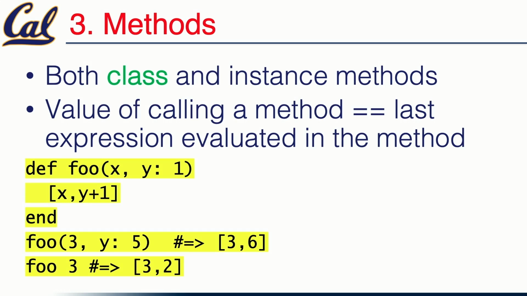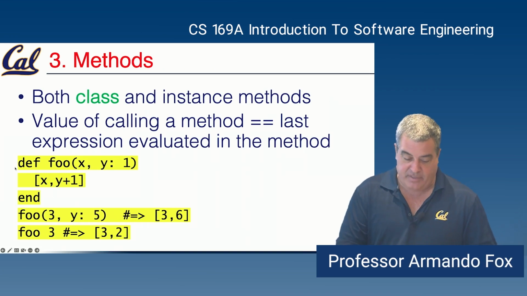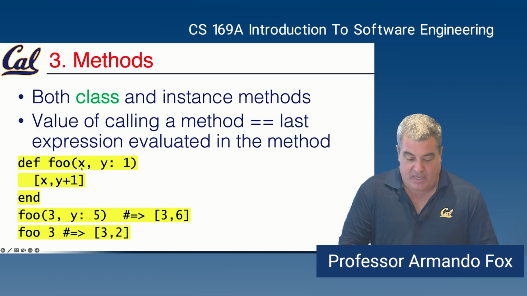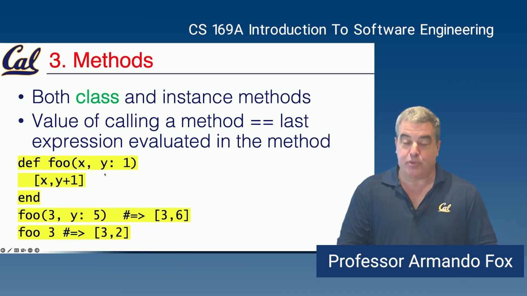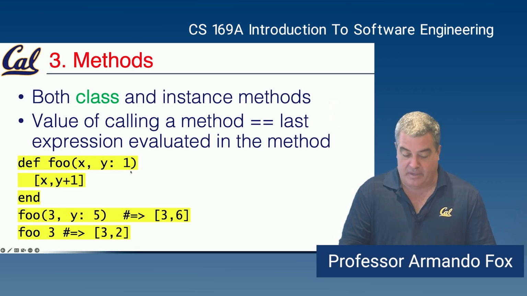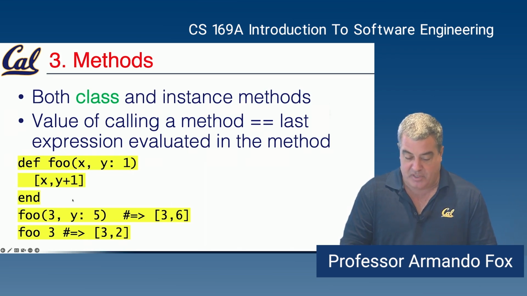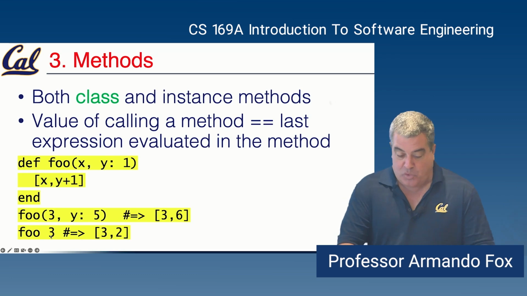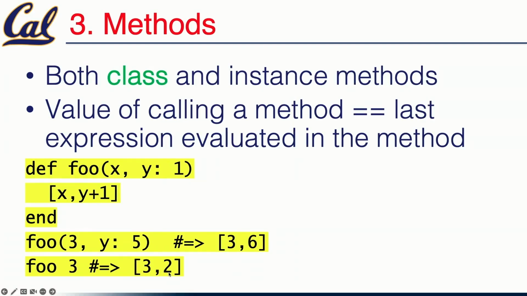Instance methods and class methods, the syntax for defining them is very similar. The value of calling a method is the last expression evaluated in the method. This is really important because here's an example method I defined, because all sample methods are called foo, of course. This method takes a required argument x. It takes an optional keyword argument y, which if I don't pass a value for y, will default to 1. And it just returns an array of these two expressions. That means that if I call it with 3 and I specifically pass a value of 5 for y, I get this. If I call it with just 3, then y defaults to being 1 and I get this.